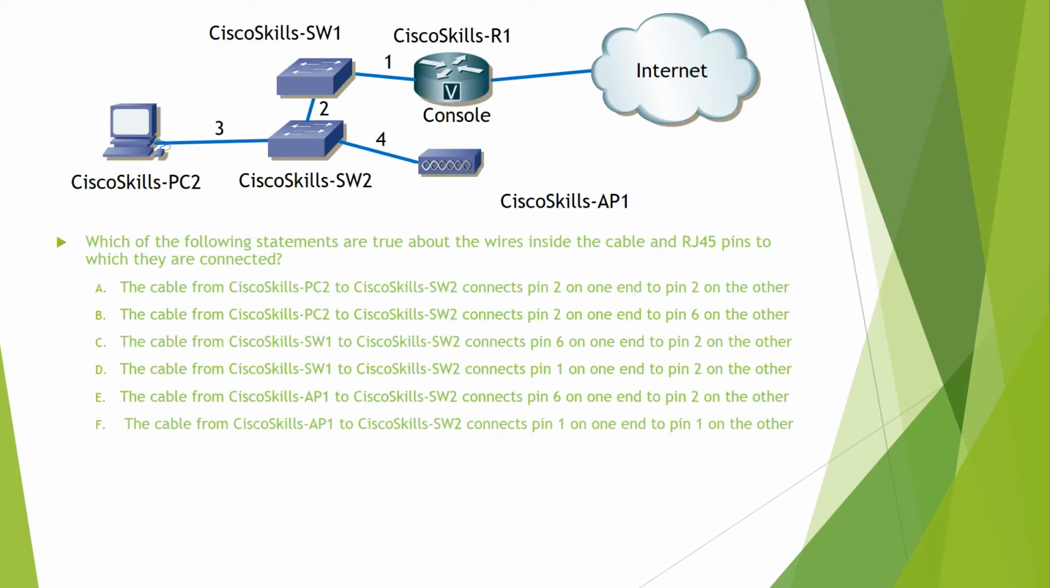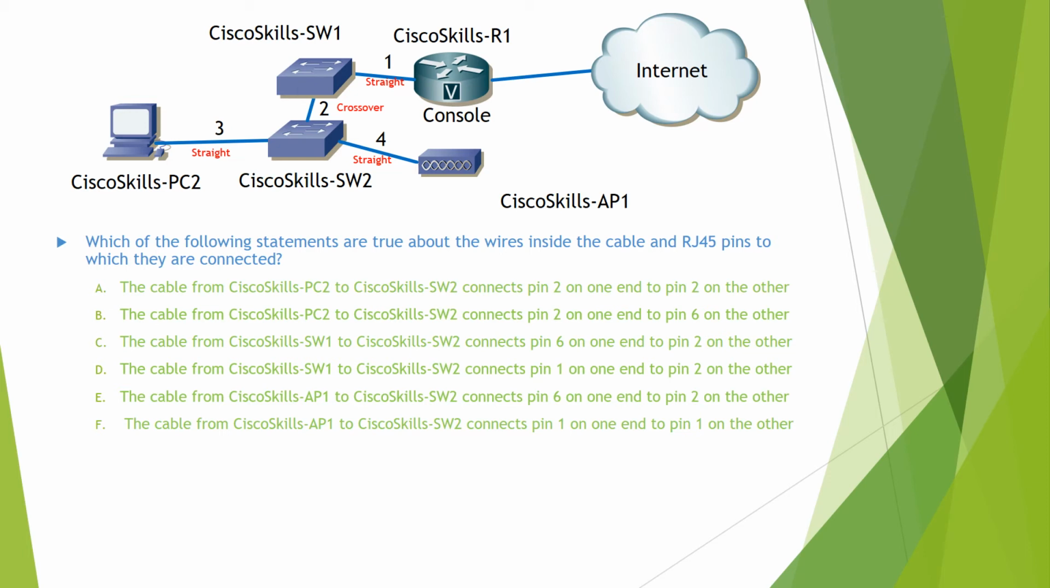For this question, we are given this network diagram and we are asked which of the following statements are true about the wires inside the cable and RJ45 pins to which they are connected. To answer this question, we first need to identify the types of cables used to connect those devices together. From the table in the previous question, we can easily identify that link 2 is a crossover cable. Link 1, 3, and 4 are straight-through cables.